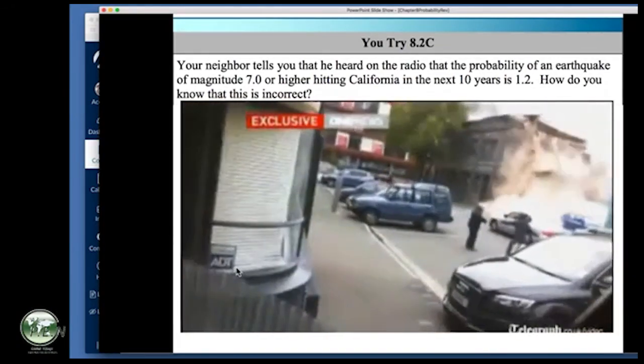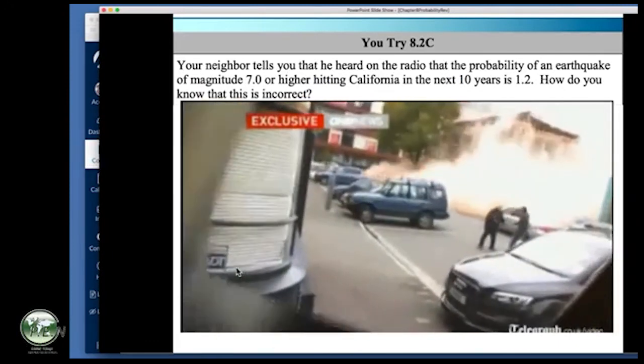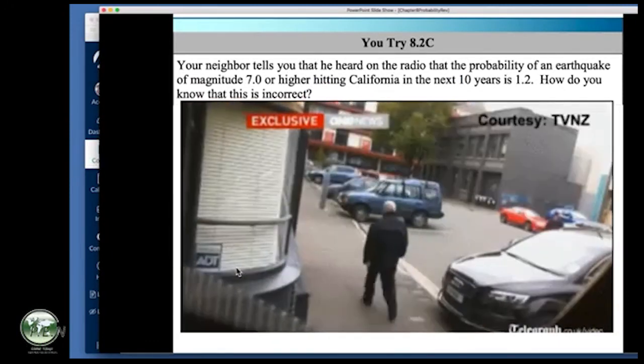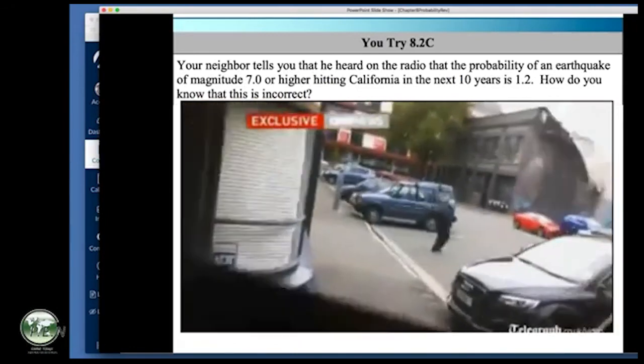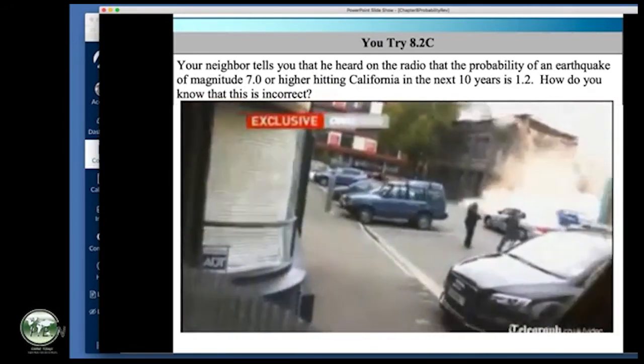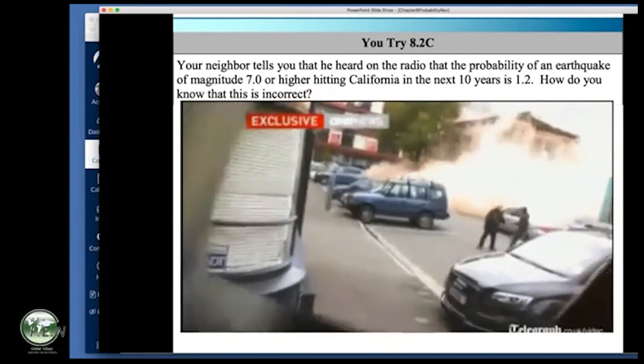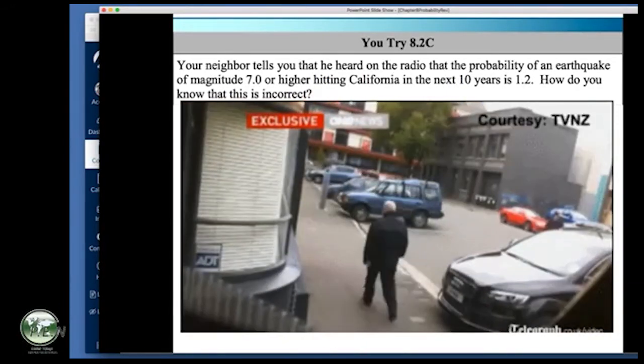This one the video works. So this is, your neighbor tells you that he heard on the radio that the probability of an earthquake of magnitude 7 or higher hitting California in the next 10 years is 1.2. How do you know that this is incorrect?